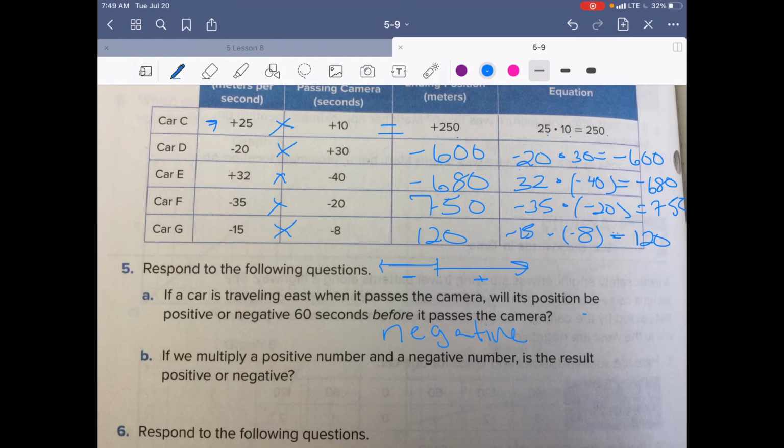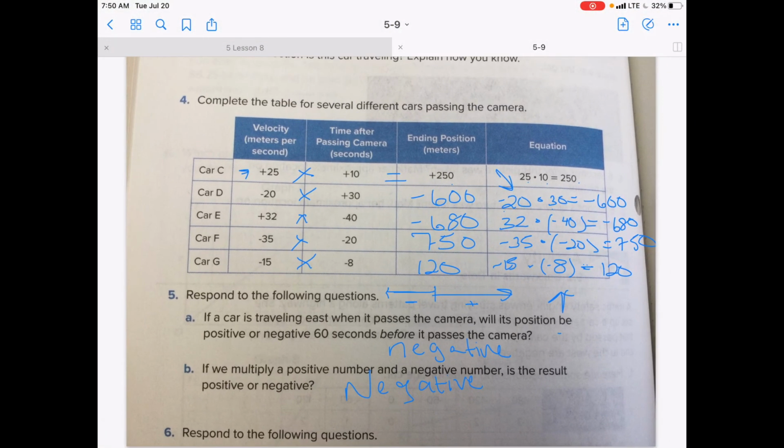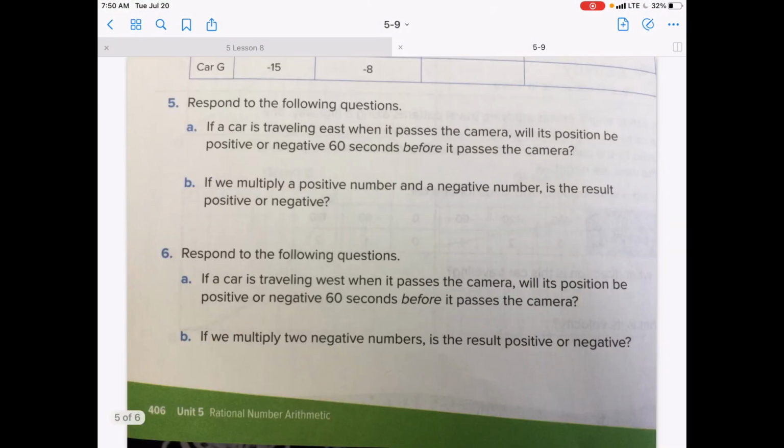If we multiply a positive number and a negative number, is the result positive or negative? So look back up here. When we multiplied a positive and a negative together, we ended up with a negative number. Wonderful.